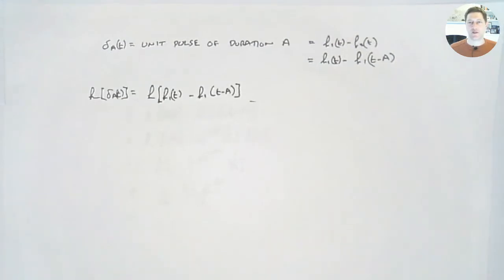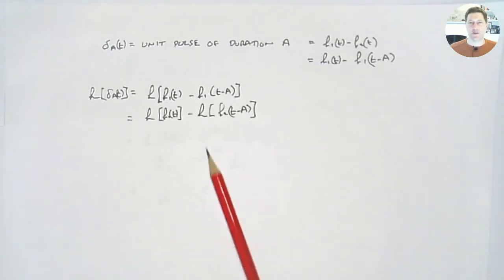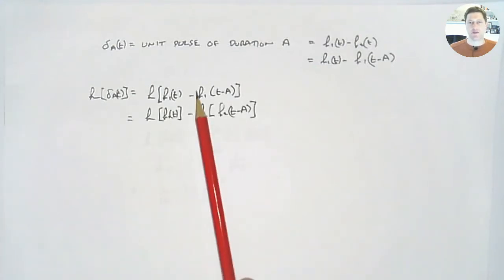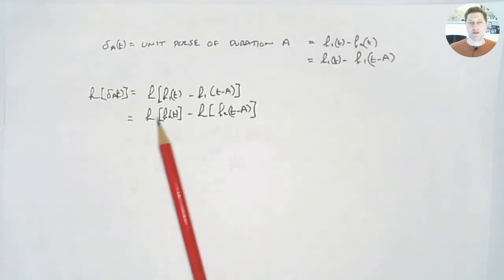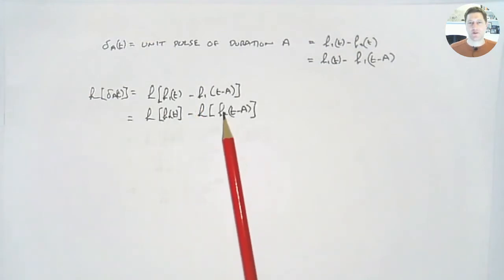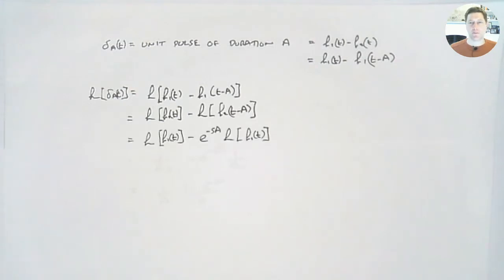So that's the Laplace transform we want to find, and here we take advantage of the linear properties that we can separate out this subtraction so that we have the Laplace transform of the first function subtracted by the Laplace transform of the second function. And then we can take advantage of what we know about a delayed function. We can represent that delay as e to the minus sa, and now this is just the Laplace transform of f1, and that's the Laplace transform of f1. That's so nice and simple.